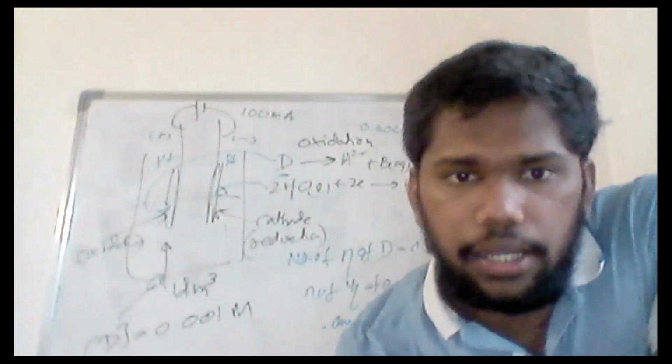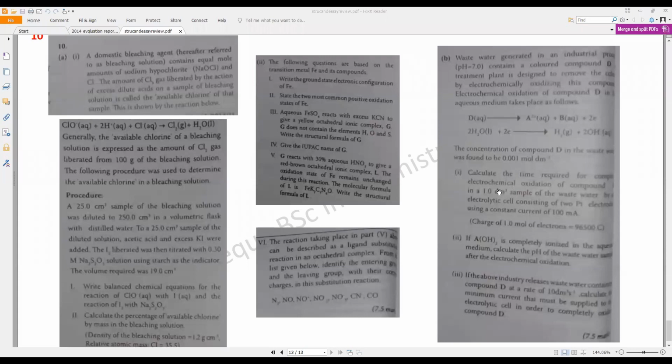So this is question number 1. So you can calculate the time. If a hydroxide, so there is A2+ here that is formed, and there is a hydroxide that is formed, is completely ionized in the aqueous medium, calculate the pH of the wastewater sample after the electrochemical oxidation.